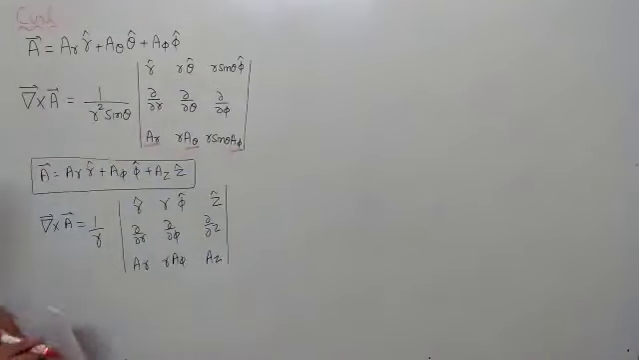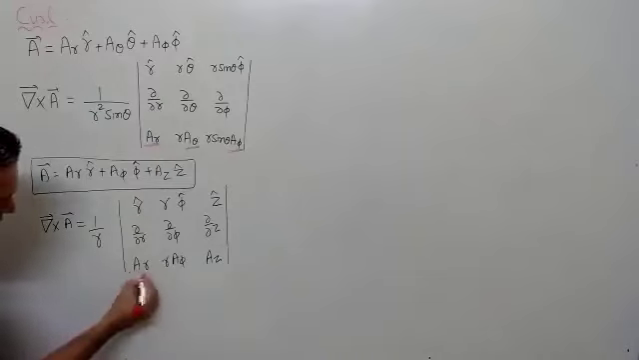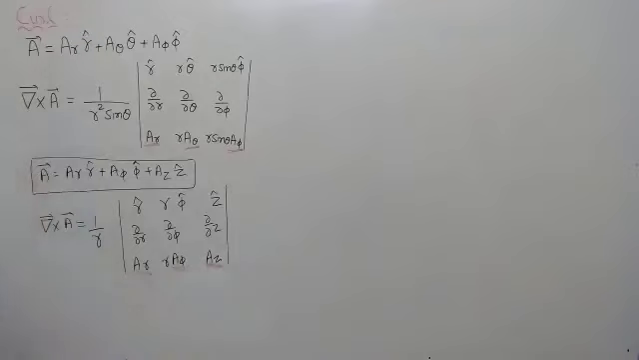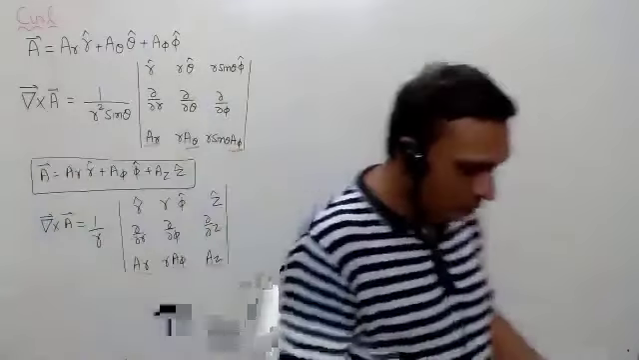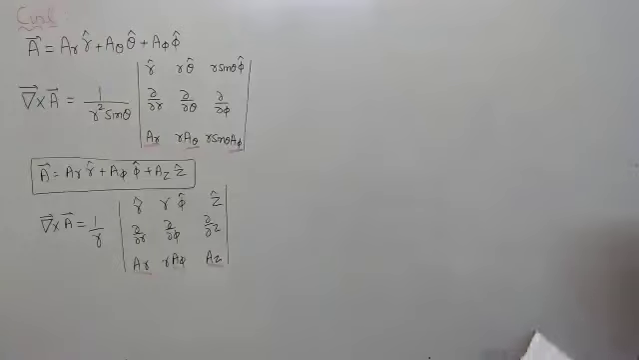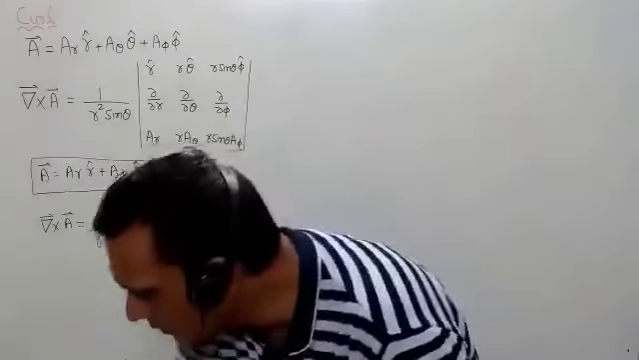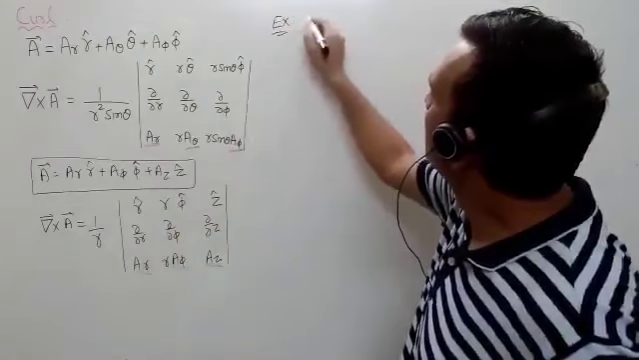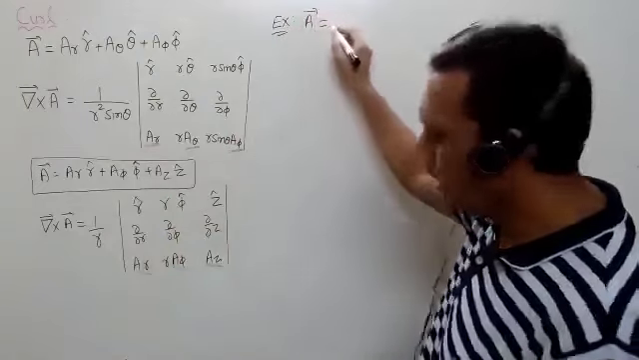And in this formula, substitute for AR, A phi and AZ. Okay? So let us see one example in spherical polar coordinate. So vector A is given. Example is, this vector A is given.